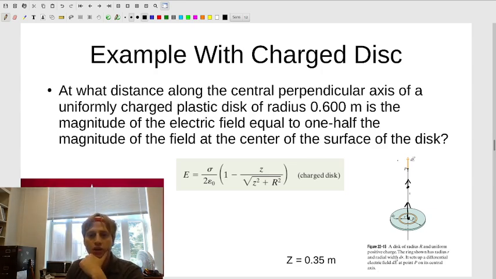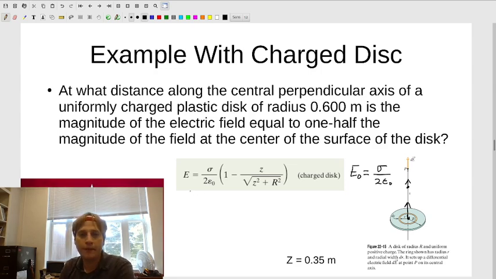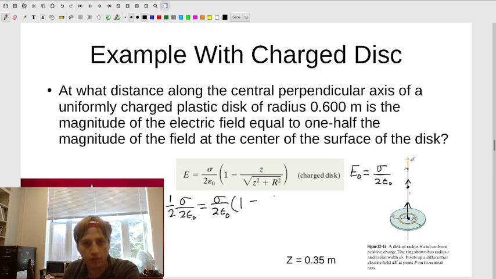Well, to do this, all you need to do is to say, what is your field at height 0? If I stick in 0 for the z, this term goes away, and my electric field is just this big. Okay, now it says at what height, so I'm going to be solving for a z, is the magnitude of the electric field equal to 1/2 of that. So I'm going to say 1/2 of this, so 1/2 sigma over 2 epsilon naught equals sigma over 2 epsilon naught times 1 minus z over square root of z squared plus r squared.